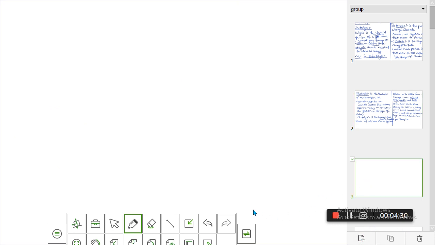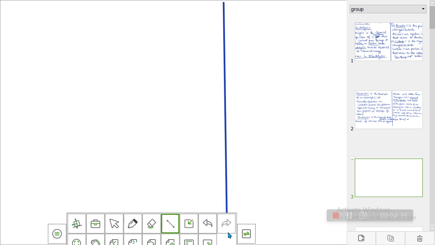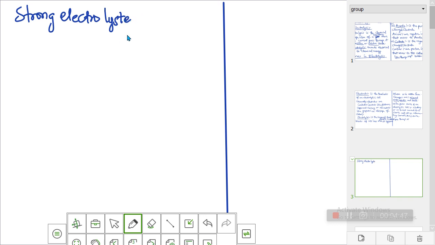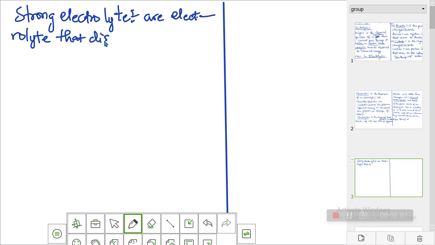We have types of electrolytes. The first is the strong electrolytes. What are strong electrolytes? Strong electrolytes are electrolytes that dissociate into ions completely.